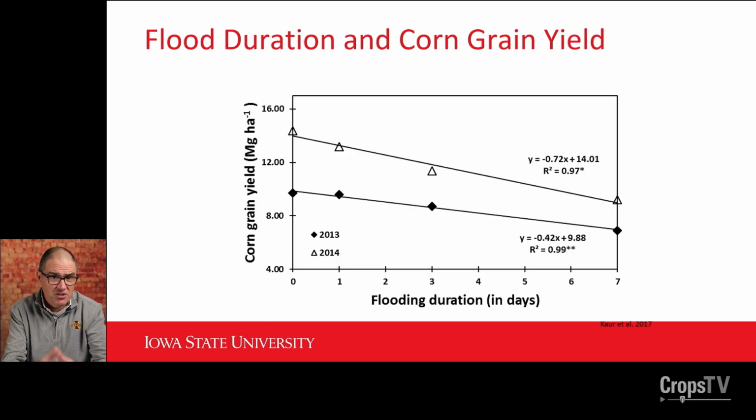Another piece of information, from some of the same work, is looking at the grain yield with either 0, 1, 3, or 7 days of flooding. And you can see, especially in 2014, that slope of that line, pretty dramatic corn yield decline. We're going from about 14, in this case, megagrams per hectare down to about 12. So almost a 20% reduction with 3 days of flooding in those conditions. So again, illustrating drainage is important for crop production.